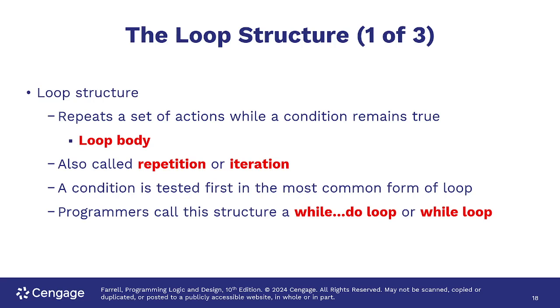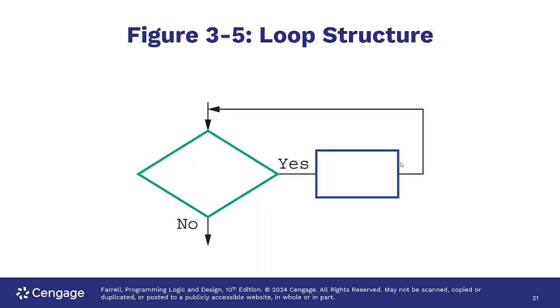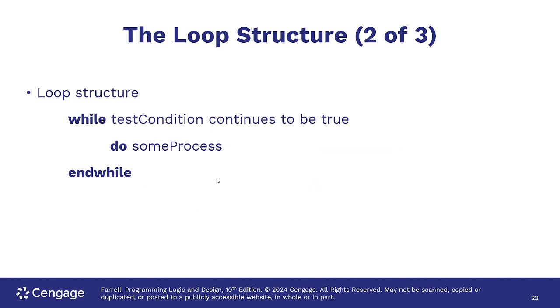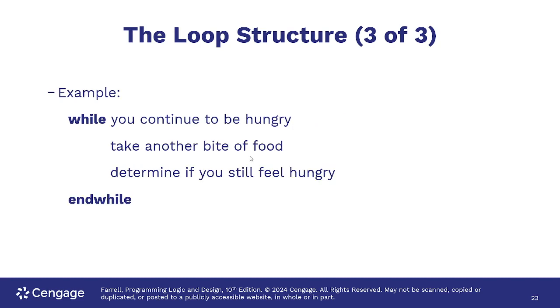A condition is tested first in the most common form of the loop. Programmers call this structure a while-do loop or a while loop. And it looks like this. We continue to repeat until the condition is no or false. The while condition continues to be true. We continue to do that process until we end the while.